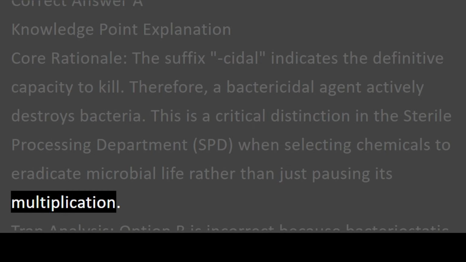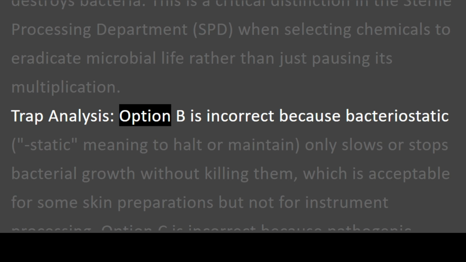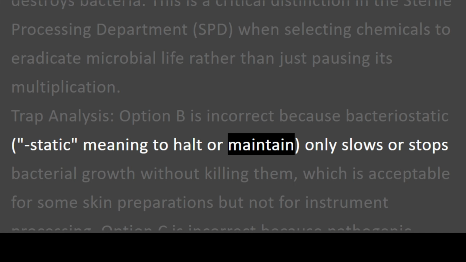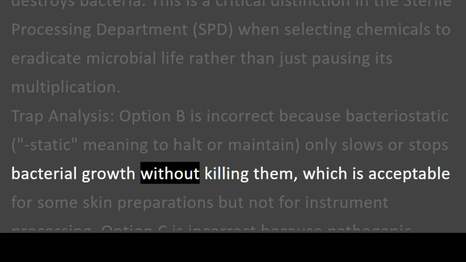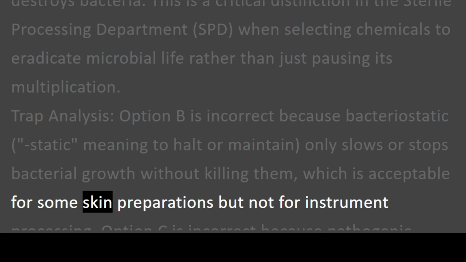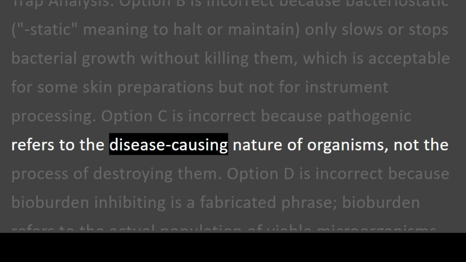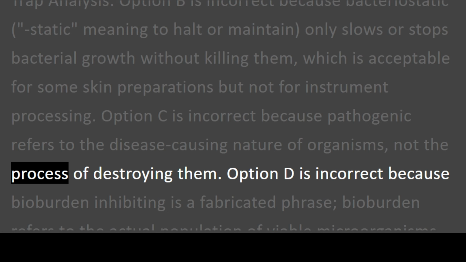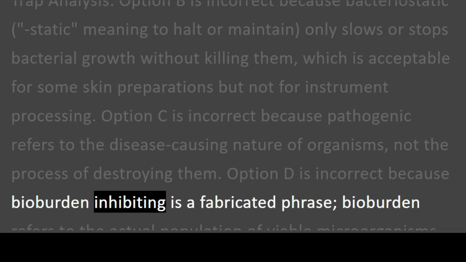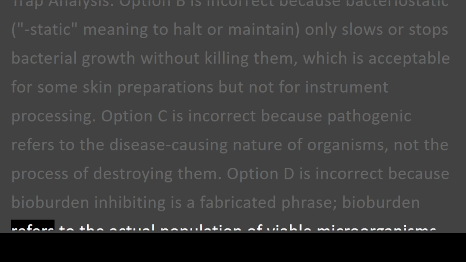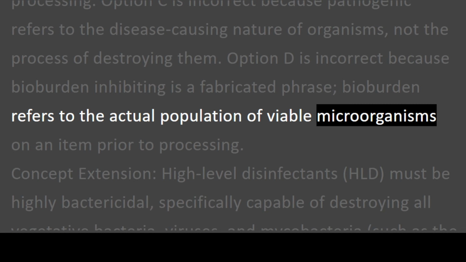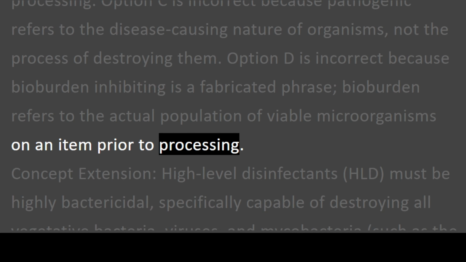Trap analysis. Option B is incorrect because bacteriostatic, static meaning to halt or maintain, only slows or stops bacterial growth without killing them, which is acceptable for some skin preparations but not for instrument processing. Option C is incorrect because pathogenic refers to the disease-causing nature of organisms, not the process of destroying them. Option D is incorrect because bioburden inhibiting is a fabricated phrase. Bioburden refers to the actual population of viable microorganisms on an item prior to processing.